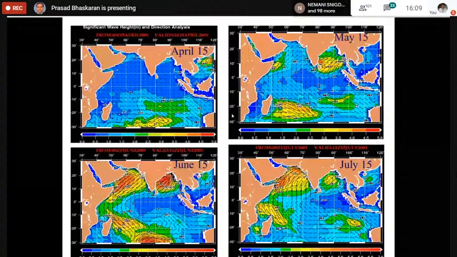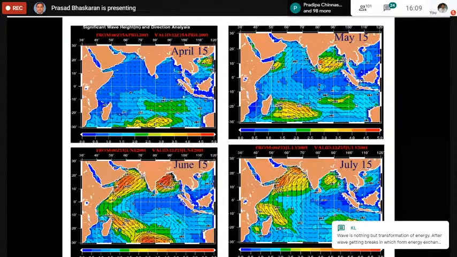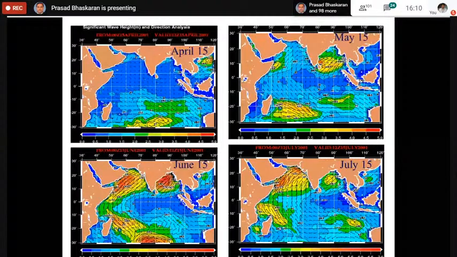This figure shows the significant wave height for the Indian region. It is produced using the WAM model for the Indian region. As you see from the figure, these are the different months. During the month of April, this is how your wave height looks. And if you come to July, you can see that in the month of April, along the Arabian Sea and the Bay of Bengal, the wave heights are about half a meter or less than half a meter.